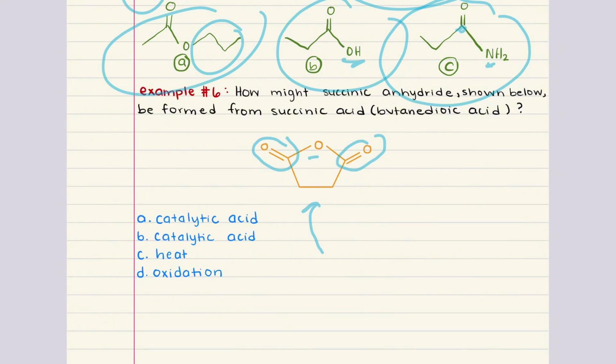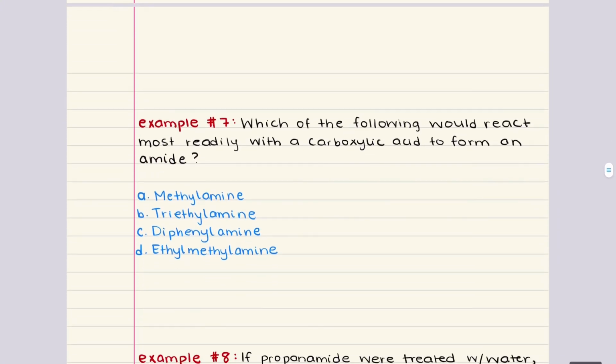For this kind of reaction, no external reagents are needed, just heat. Heating drives off a molecule of water, which causes the 2 carboxyl groups to join and form the cyclic anhydride. So the correct condition for this transformation is heat, which corresponds to answer choice C. Problem 7 says, which of the following would react most readily with a carboxylic acid to form an amide?